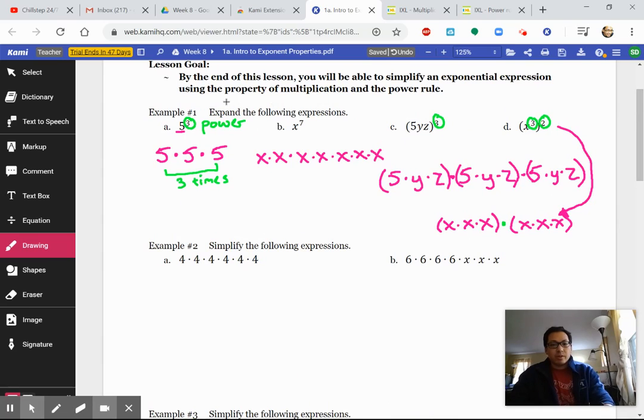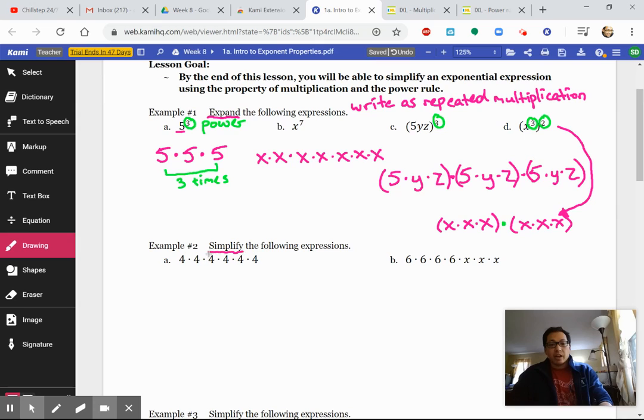Maybe I should write that somewhere. Write as repeated multiplication. That's what expanding means. Okay.